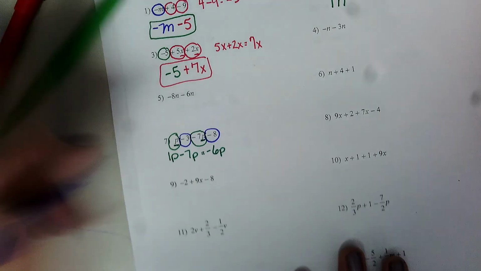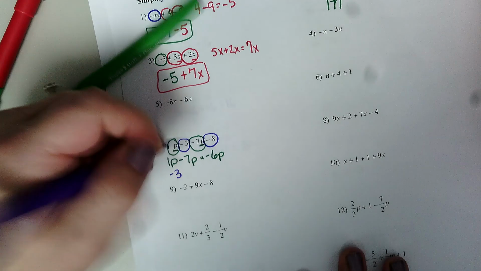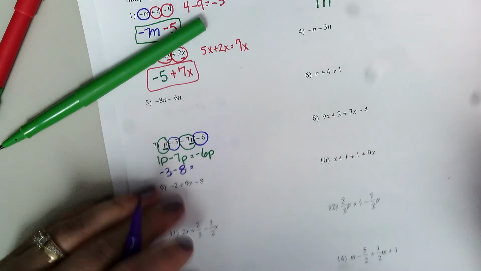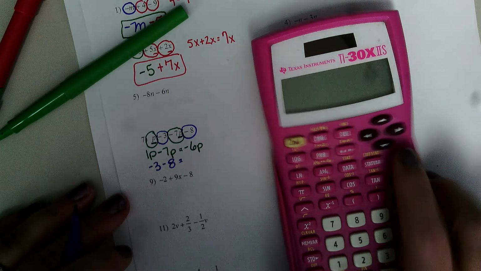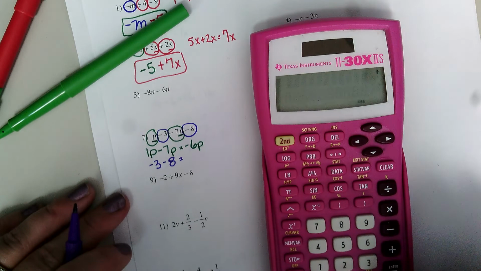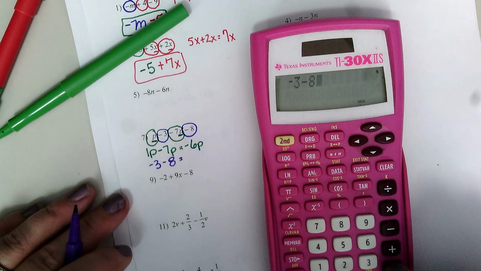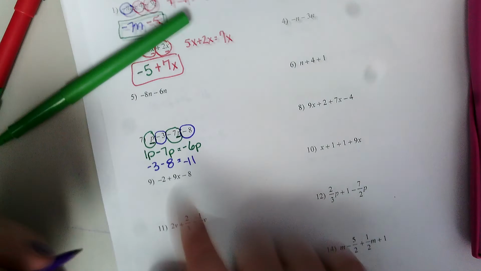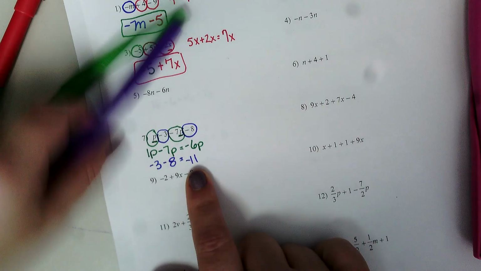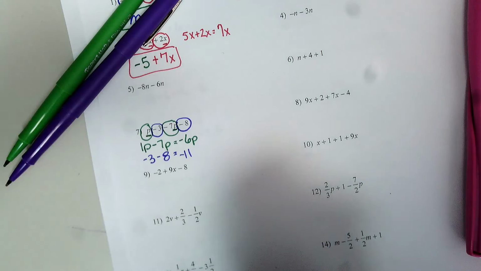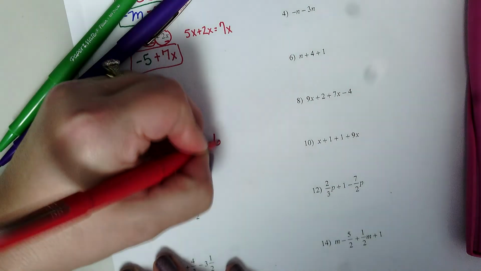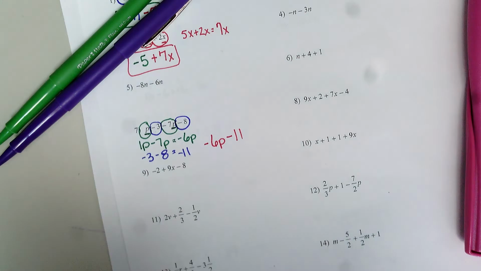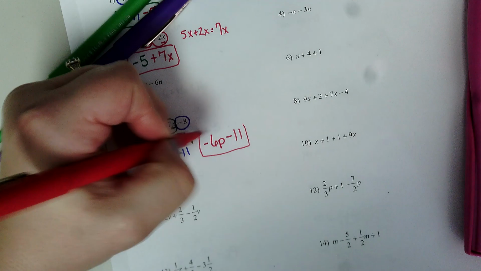And then I have -3, and then -8. And if you want to put that in the calculator, -3 minus 8, now we're still back with our rules here. -3 minus 8 is -11. So our actual combined term is going to be -6P minus 11, because that's a negative sign, so minus 11. So that is our combined term.